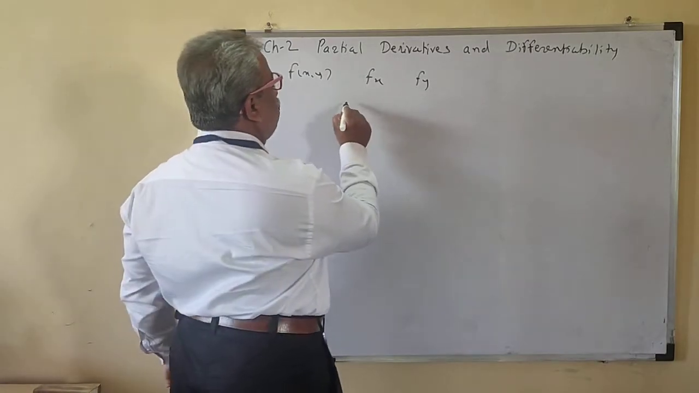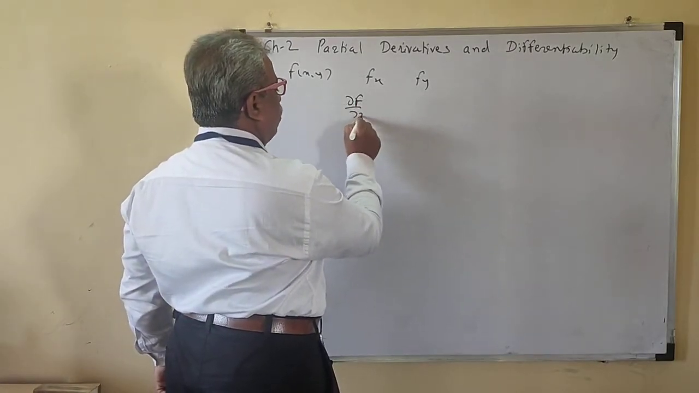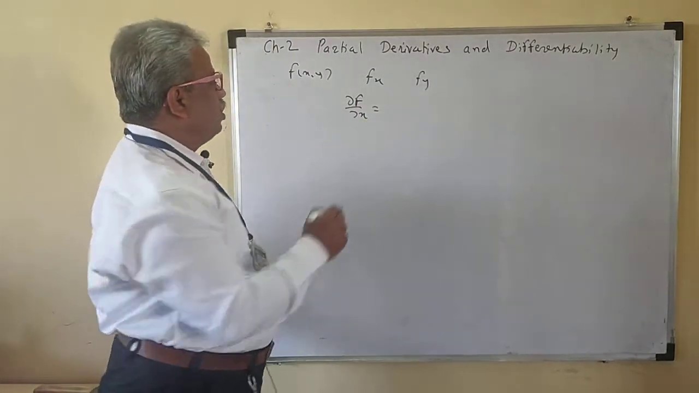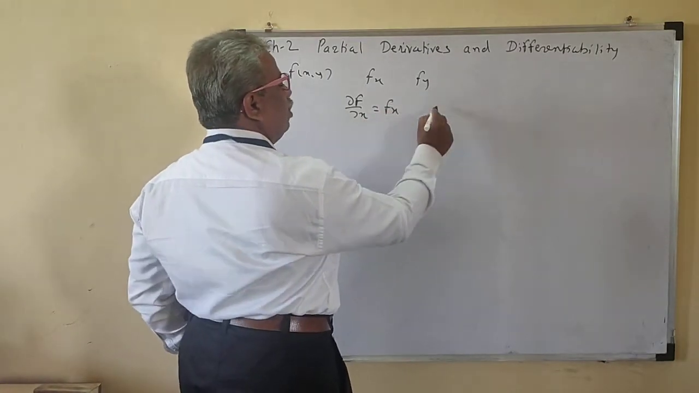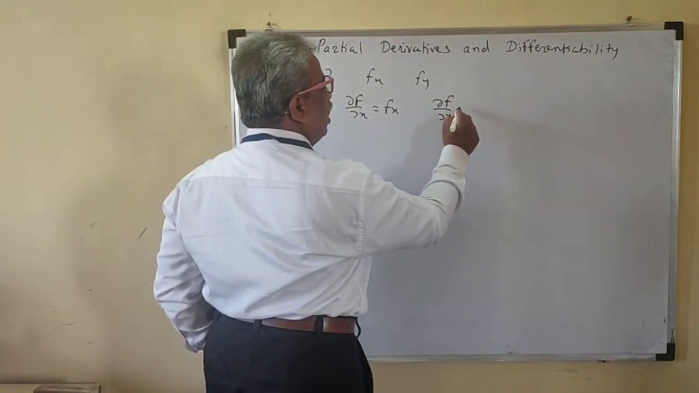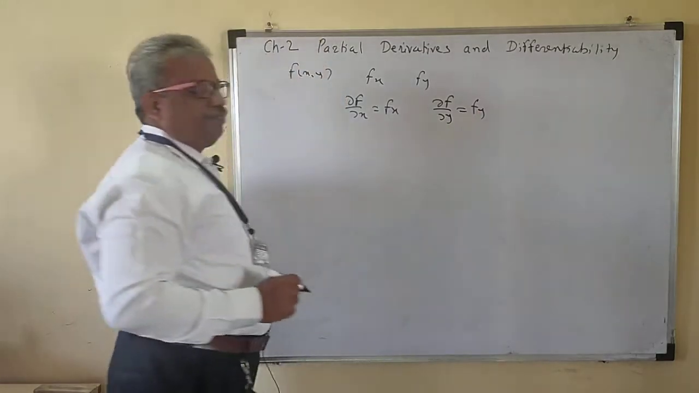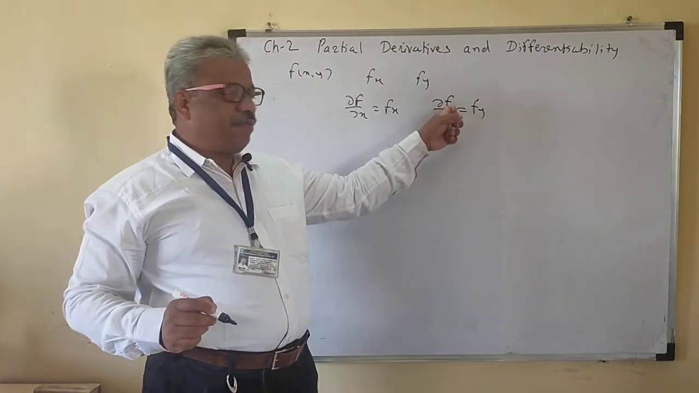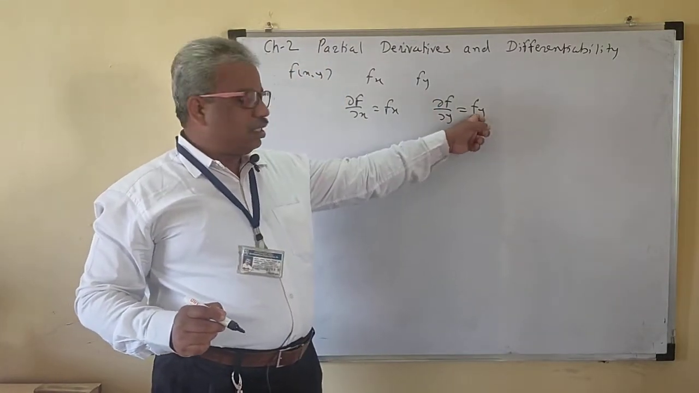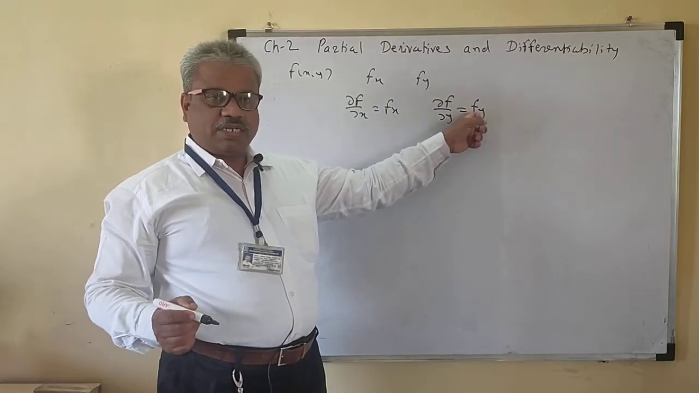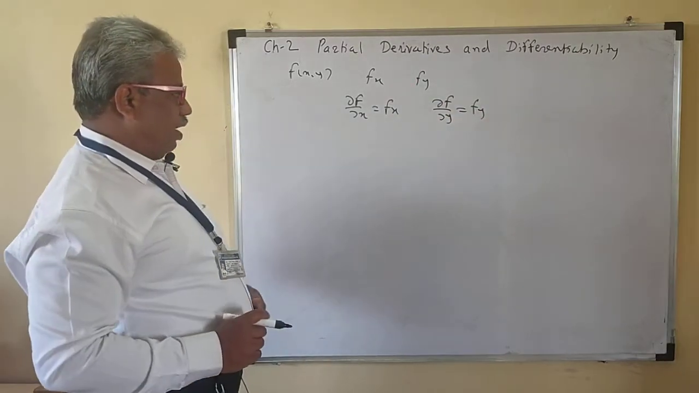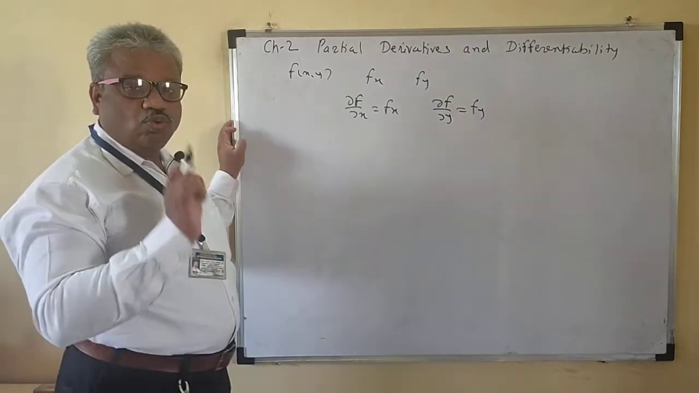So this is also denoted by dou f by dou x, or d f by d x. So this is fx. This is dou f by dou y, which is the same as fy. That means this is the partial derivative of f with respect to y. This is denoted by fy also. Okay, so this is partial. Now how to define this?